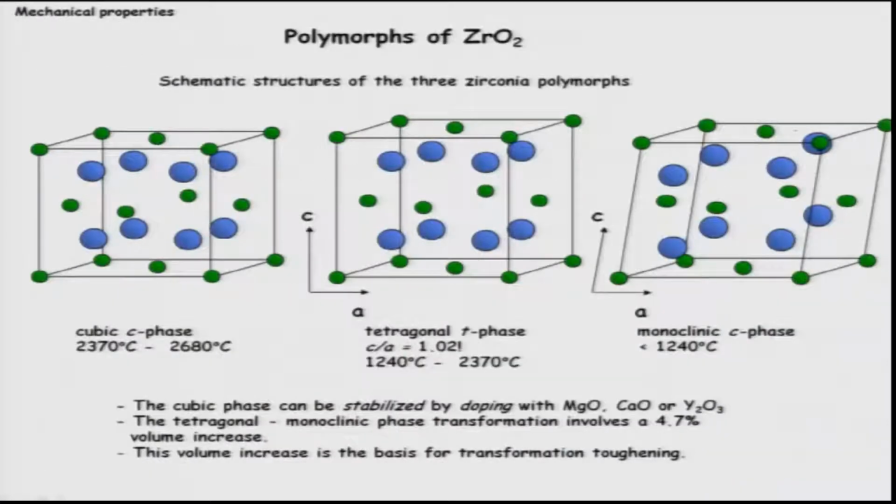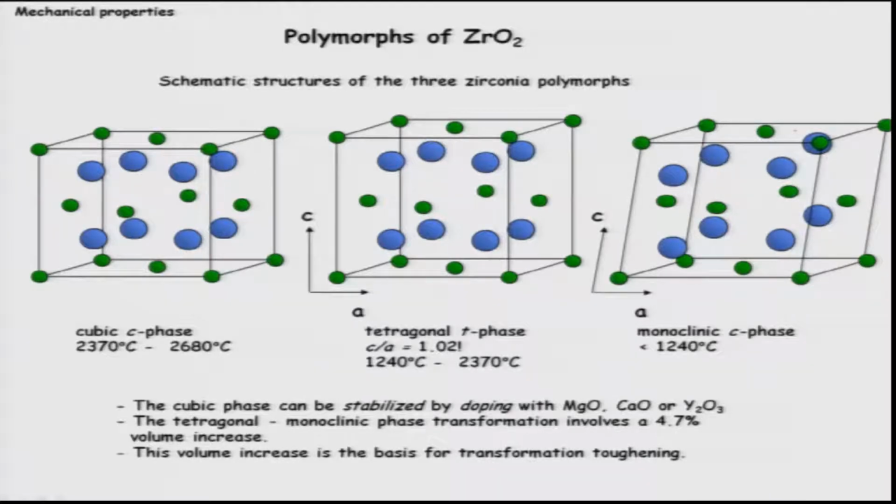Now, as I told you, let me also tell you that zirconium oxide is a polymorph. It has many polymorphs. It can exist in 3 different forms. That is why the interesting things come into the picture. First one is cubic zirconium oxide, which is also known as C phase, because cubic, it is stable at very high temperatures from 2370 to 2680 degrees Celsius.